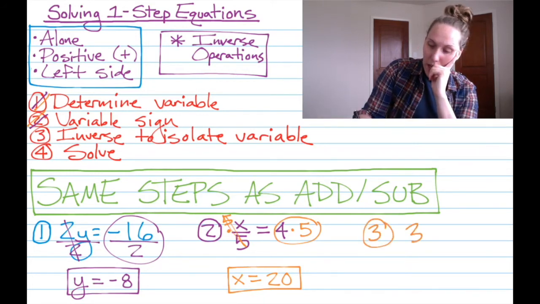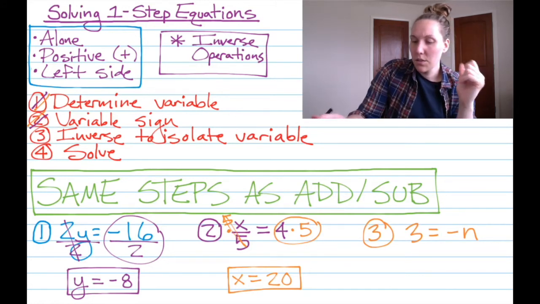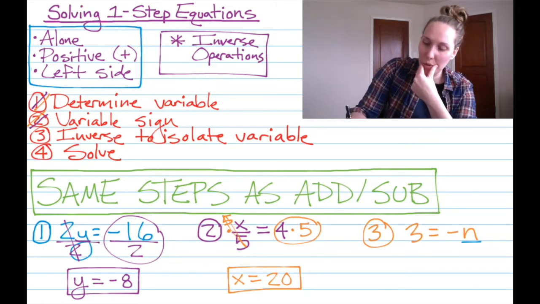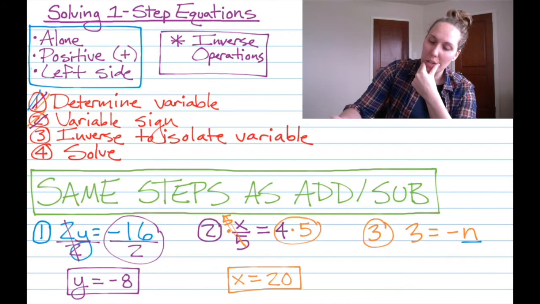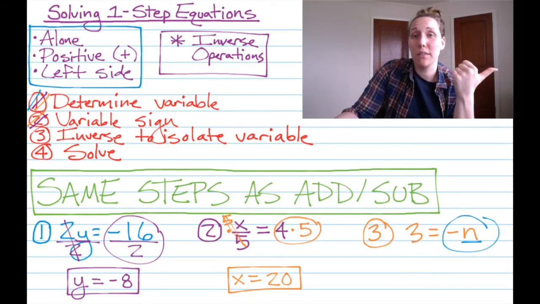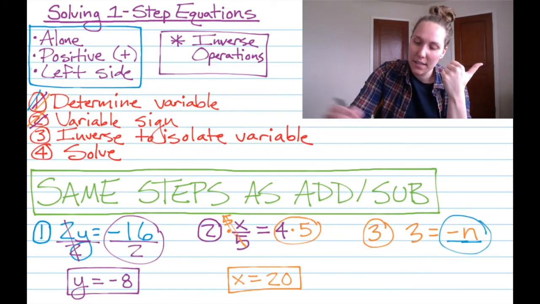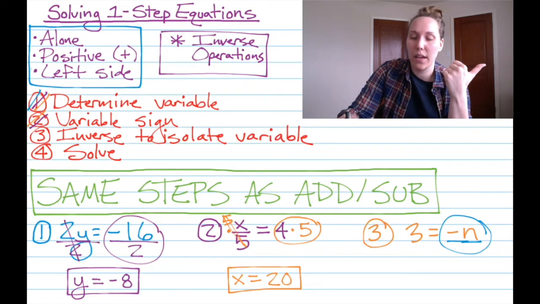We have 3 equals negative n. Okay. So, locate my variable. Cool, it's n. Got that down. Now I have to ask, is n alone? It is. Nothing over here. Great. Is it positive? It is not. There's a negative. It is a negative n. So can't check that one.